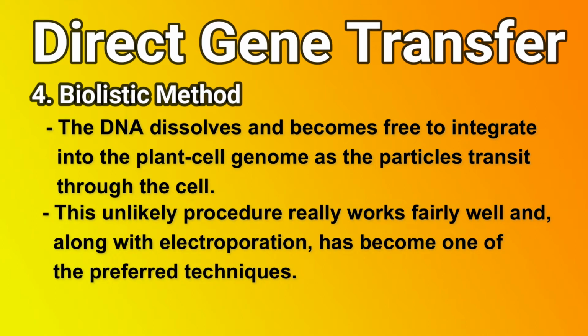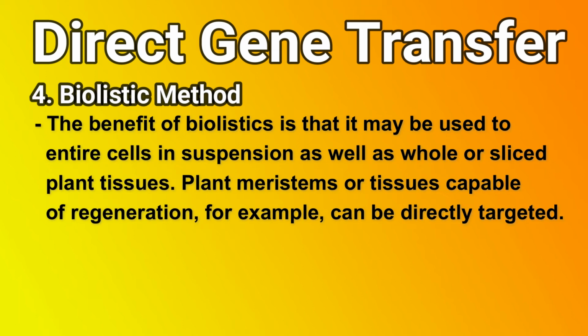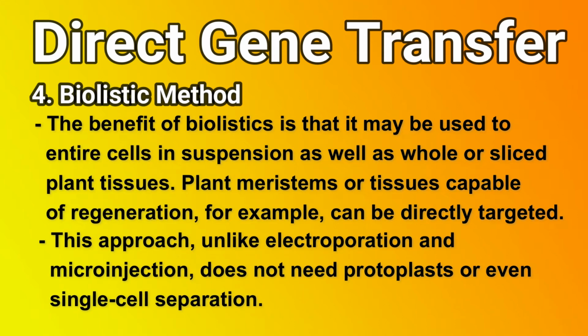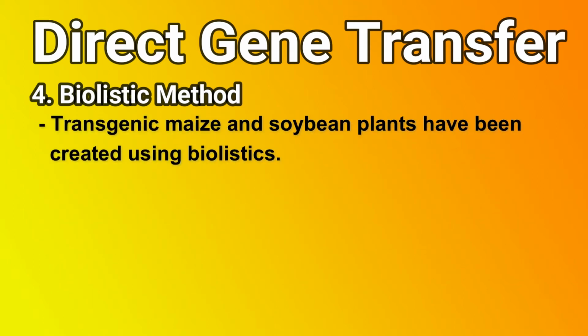This unlikely procedure really works fairly well, and along with electroporation, this has become one of the preferred techniques. The benefit of biolistics is that it may be used on entire cells in suspension as well as whole or sliced plant tissues. Plant meristems or tissues capable of regeneration, for example, can be directly targeted. This approach, unlike electroporation and microinjection, does not need protoplast or even single-cell separation. Transgenic maize and soybean plants have been created using biolistics.